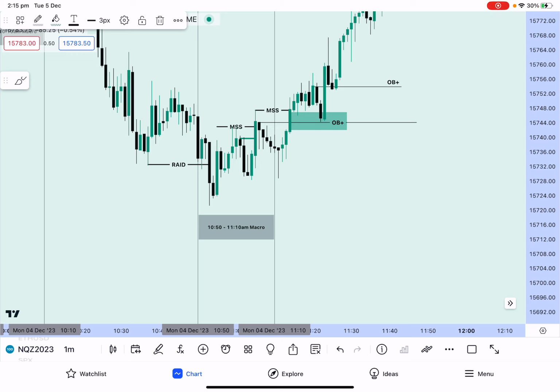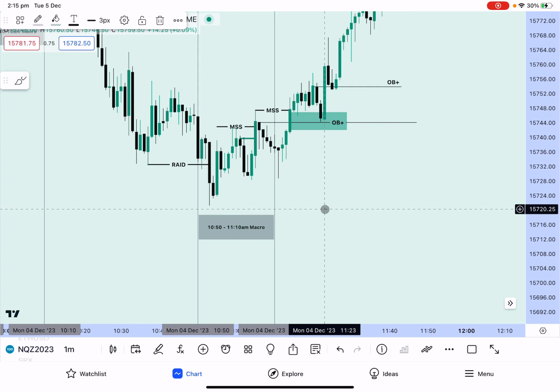You're tapping into a 15-minute imbalance, right? So you've done the two things that the market loves to do: take liquidity and fill imbalances. So you've satisfied those two things. You're in a macro time period. You've had a change in the state of delivery twice, once here and once there.